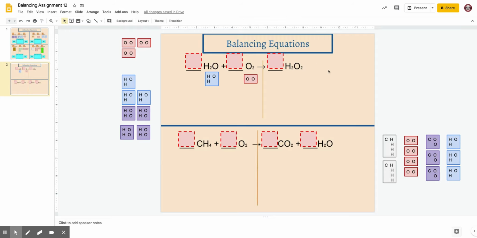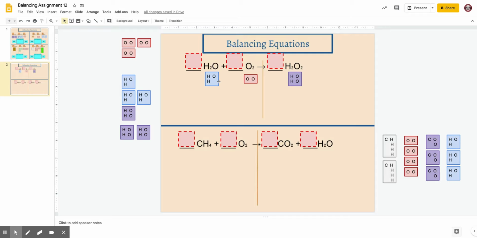Now let's continue on the right side. I need to find one that has two H's, two O's. So that's this one right here. I'm going to put it right here. Now, looking at it, let's count how many hydrogens we have. So starting on the left, I have 1, 2. On the right, I have 1, 2. Well, that checks out. Let's count the oxygens, though.